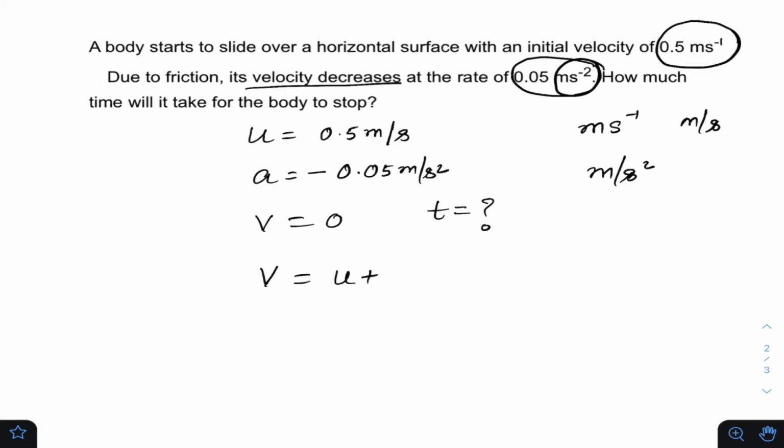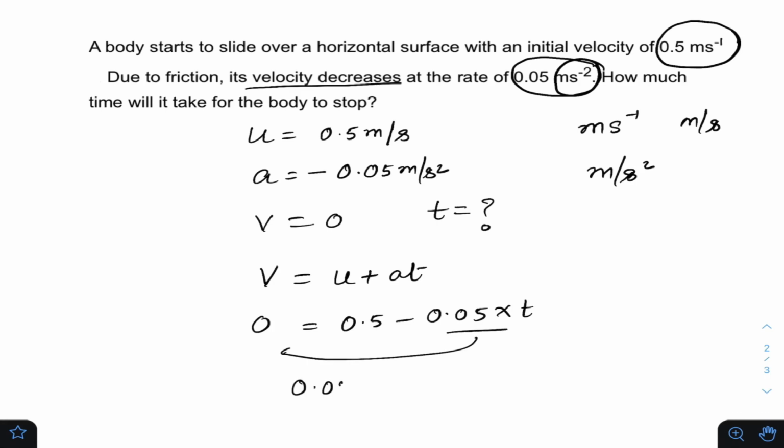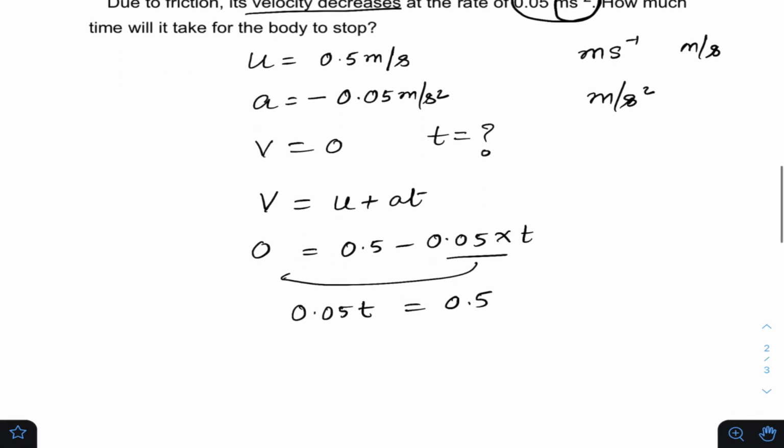v equals u plus at. v is 0, u is 0.5, a is minus 0.05 and time we have to calculate. So take this term to the other side. So 0.05 into t equals 0.5. Then t equals 0.5 over 0.05. If you remove these decimals, 0 will cancel in the numerator and we get 10 seconds. So this is the answer.